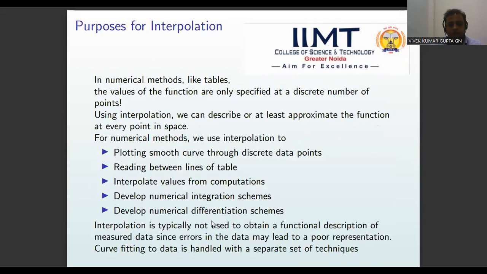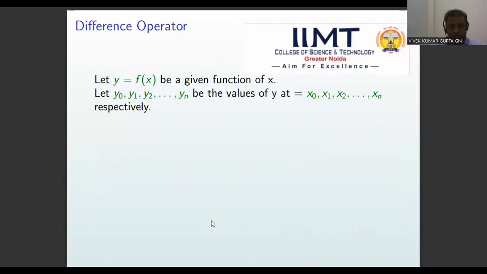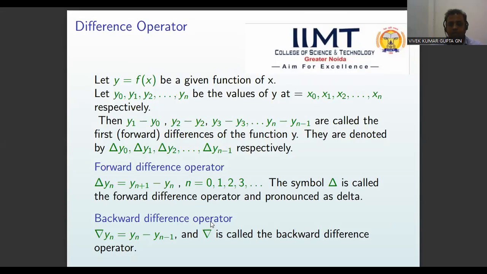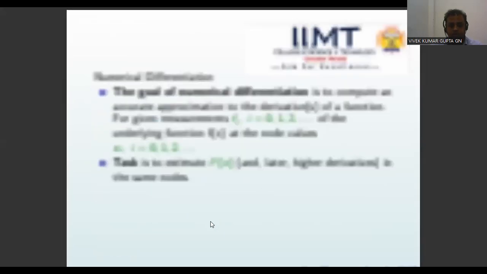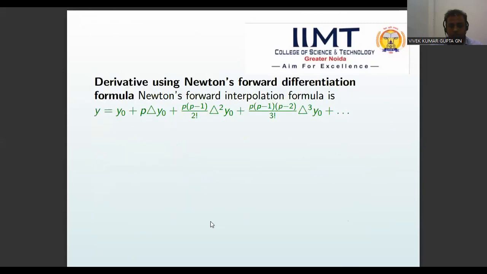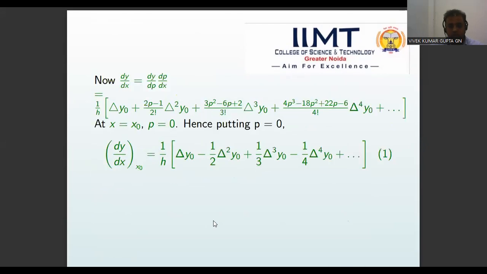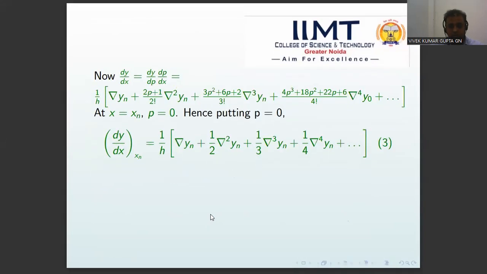Then we find the function value, and after that we differentiate the interpolating formula using simple differentiation, and with the value which is given already, we can find the differentiation at that point. Okay, so thank you.